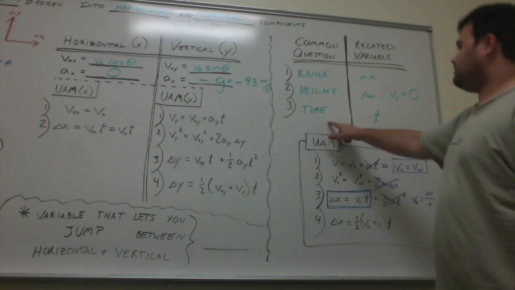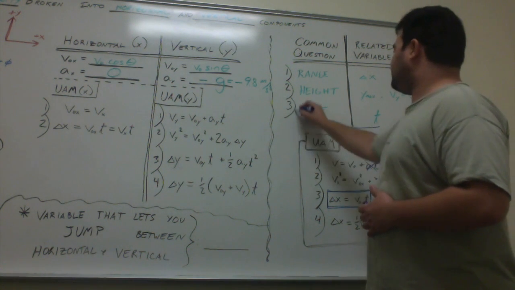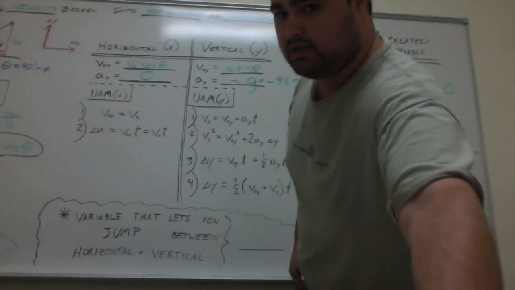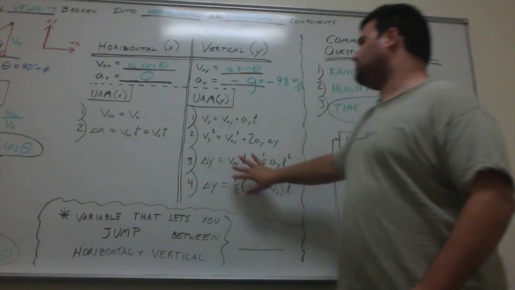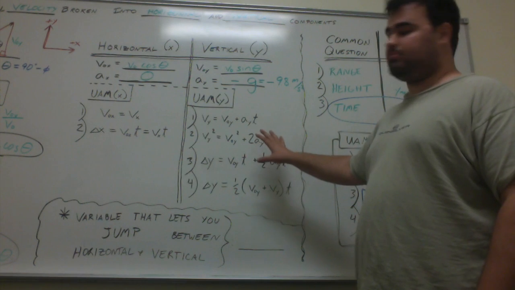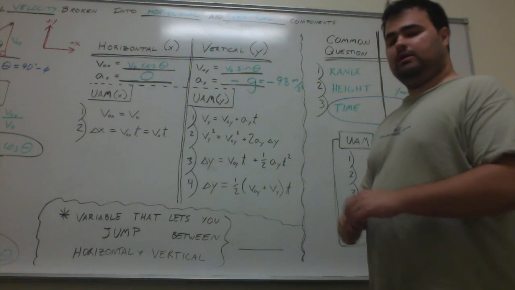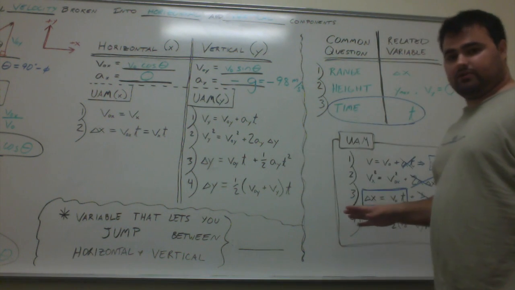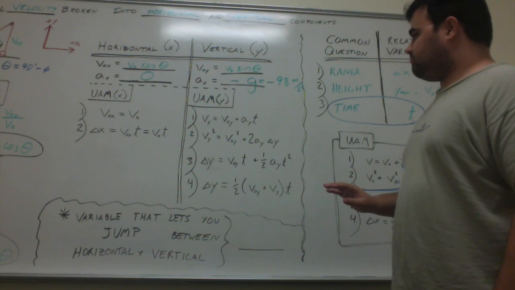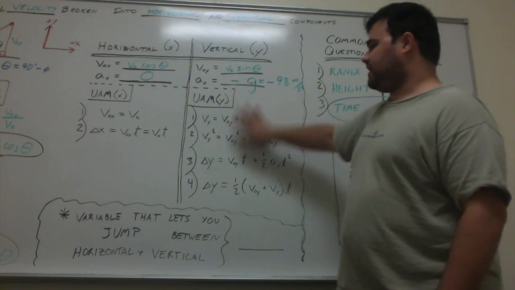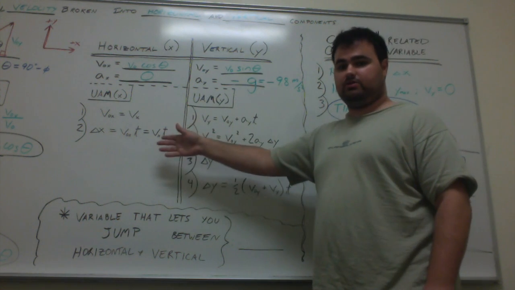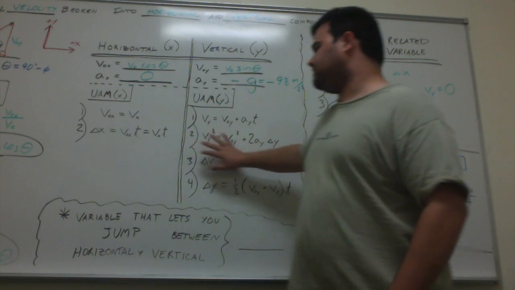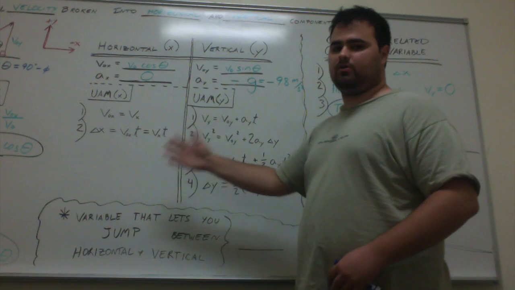Now this last one's important because time is actually what connects everything else. If you notice here, the only variable that is common between this column and this column is time. Everything else is a component either horizontally or vertically. And so even when a problem can be asking for range or height, you could be given information for range, for height, and they ask you for range, or vice versa. The way you connect values from this side and this side is by calculating time and bringing it over.